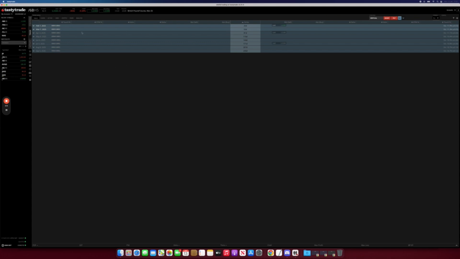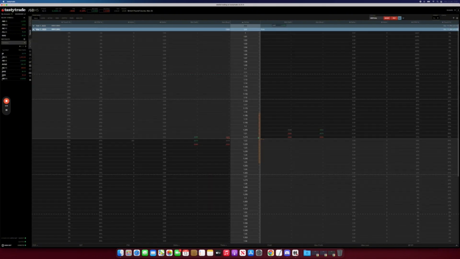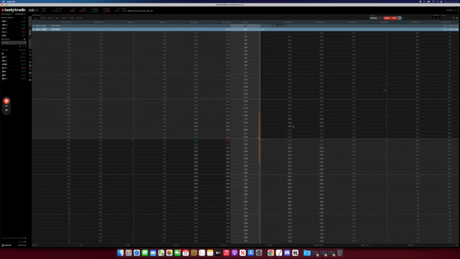So we're going to go with March 7th, which is 53 days out in time. So we're just going to open that up, and here we can see the options chain for the 6BH5 futures contract. Now what we want to do is sell one call and one put. Very simple, but let me explain to you what it is that we're looking at.